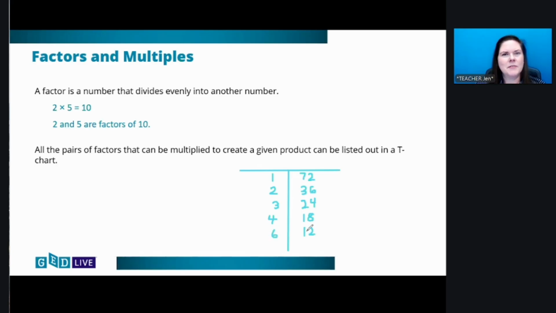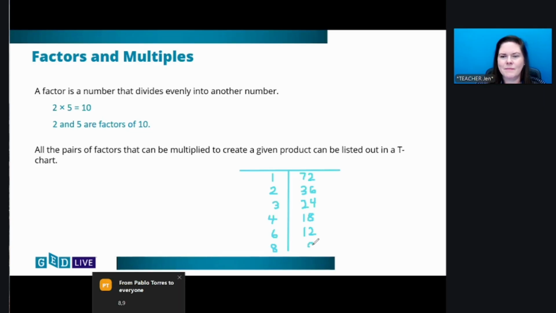And then we say, does 7 go in? It doesn't. 7 times 10 would be 70. So 72 is not divisible by 7. But then, yeah, 8 and 9. 10 does not go in. 11 doesn't go in. So the next number is 12. That's our full and complete collection of the factors of 72.